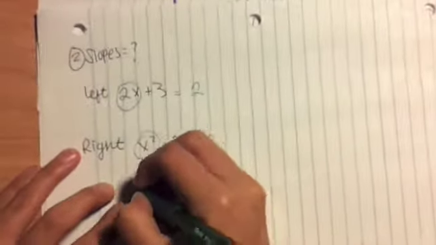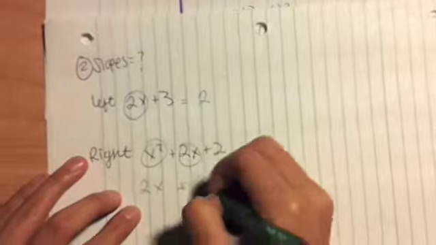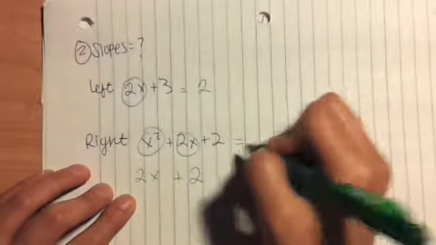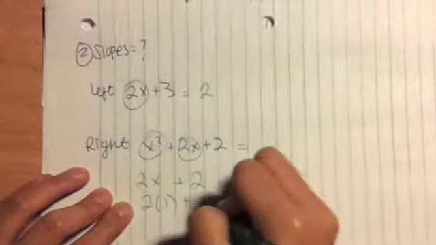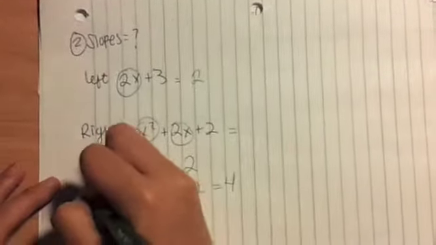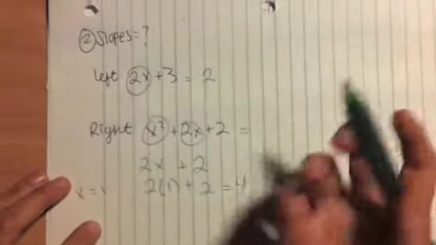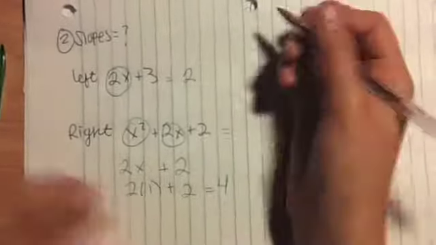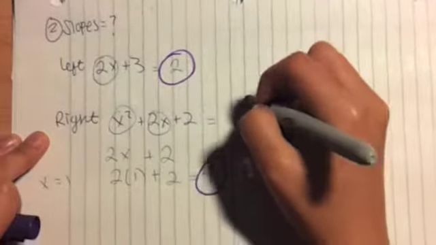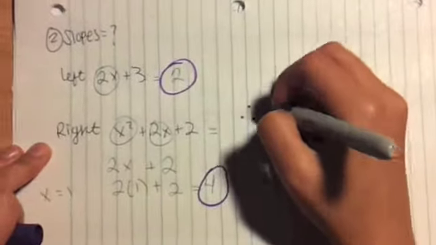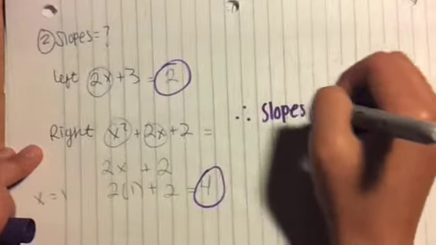From the functions above, we see that the slope from the left is 2 and the slope from the right is 4. So therefore, the slopes do not equal each other. Therefore, there is no derivative at x equals 1, even though the function is continuous.